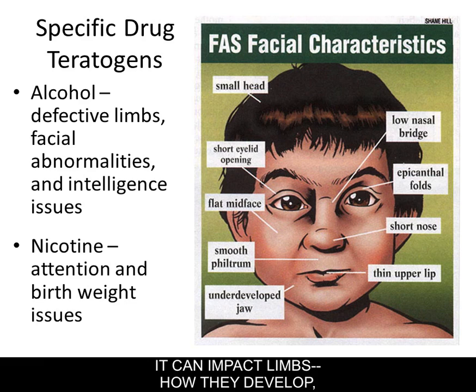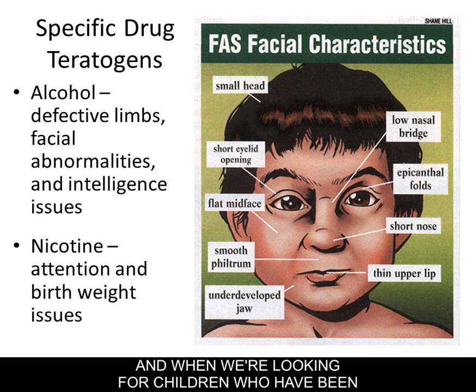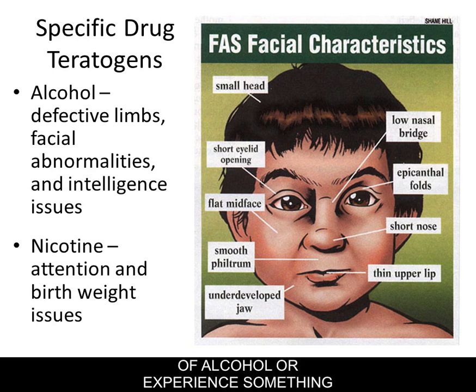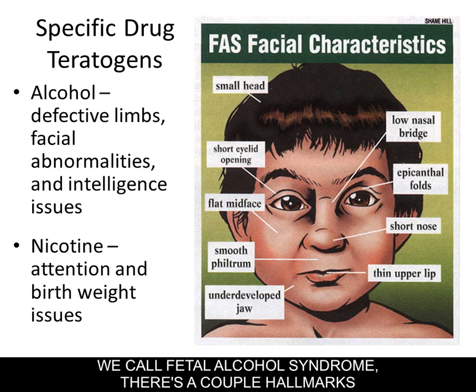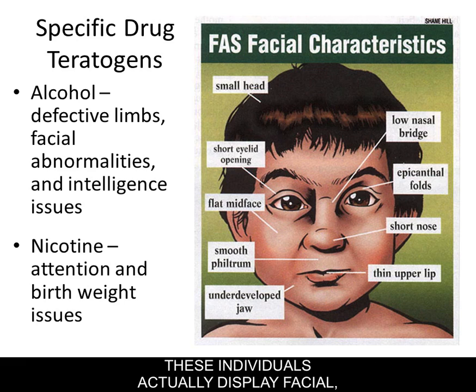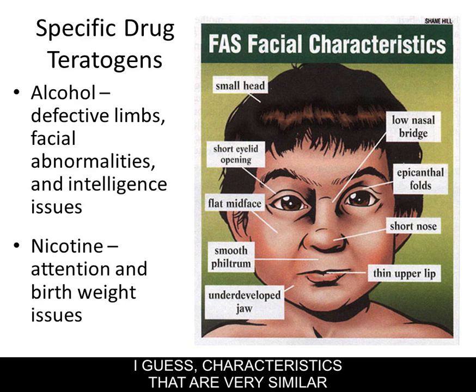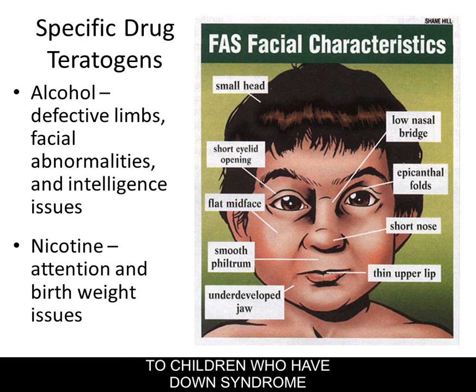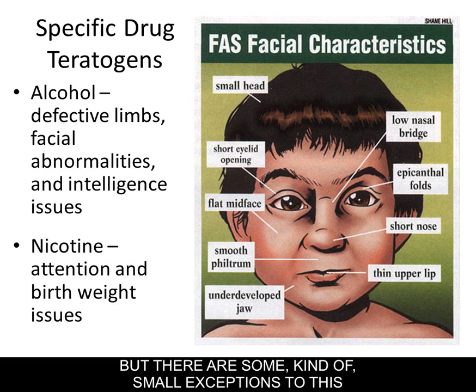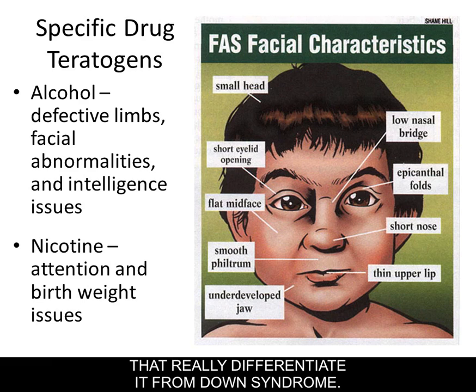It can impact limbs, how they develop. It can also impact facial abnormalities or even intelligence issues within children. And when we're looking for children who have been exposed to the teratogen of alcohol or experience something that we call fetal alcohol syndrome, there's a couple hallmarks that we're looking for. These individuals actually display facial characteristics that are very similar to children that have Down syndrome. But there are some small exceptions to this that really differentiate it from Down syndrome.